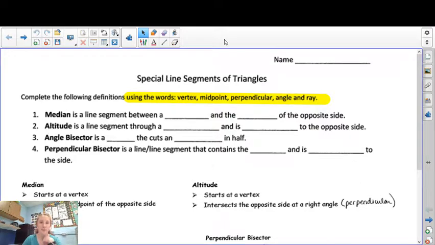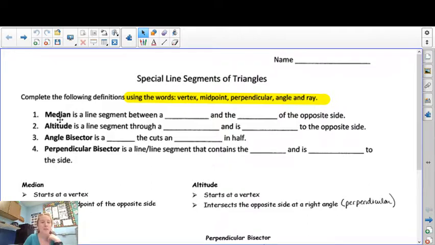All right, guys, today we're going to talk about special line segments of triangles. Okay, we're going to complete the following definitions using the following words: vertex, midpoint, perpendicular, angle, and ray. A vertex is a specific point. The midpoint is in the middle. Perpendicular creates 90 degrees or right angles. An angle is two rays together, and a ray is a single line.